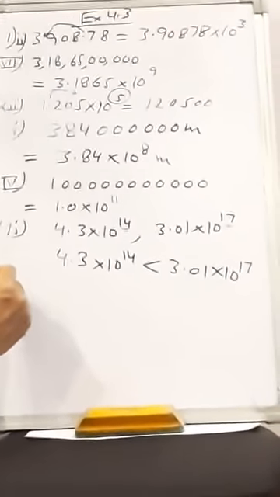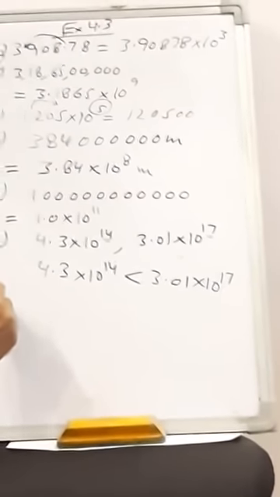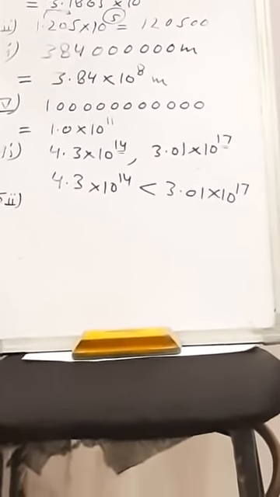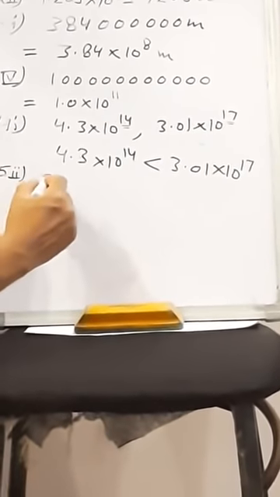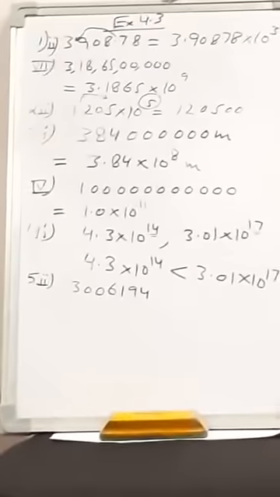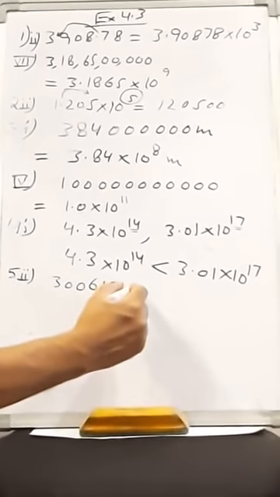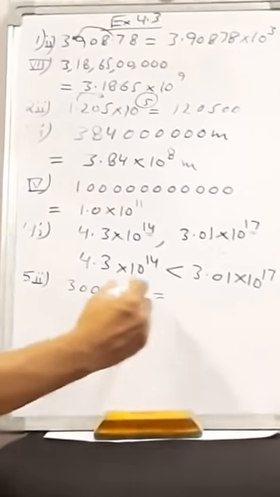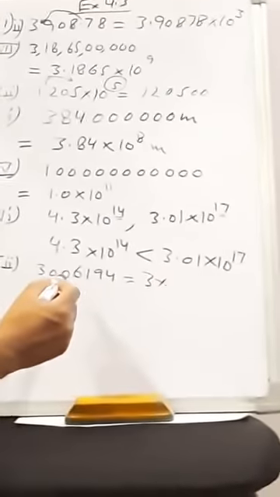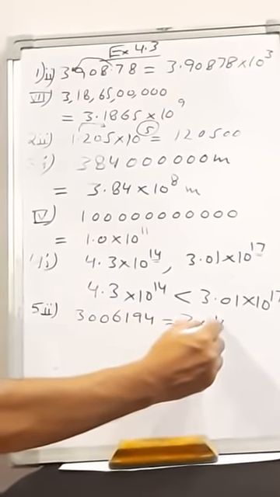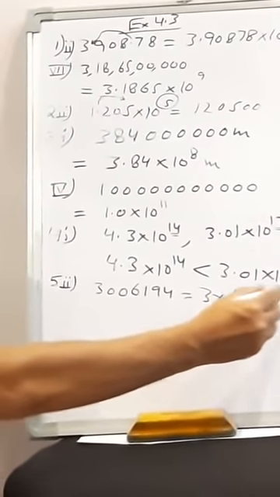Look at question number 5, second part now. You have to write the given number in expanded form. The number given is 3006194. You already know how to write in expanded form, so let us write this in expanded form. 3 multiplied by 1 followed by how many zeros? 1, 2, 3, 4, 5, 6.